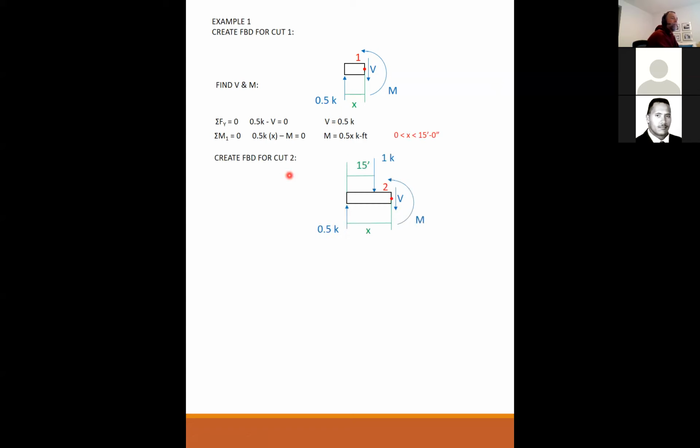Free body diagram for cut number 2. Cut number 2 is on the right-hand side of the 1 kip unit load. And so again, sum the forces in the vertical, I find the shear, and I have a half kip times x minus 1 kip times (x minus 15) minus M equals 0. So M is minus 0.5x plus 15. This is valid between 15 and 30 feet.